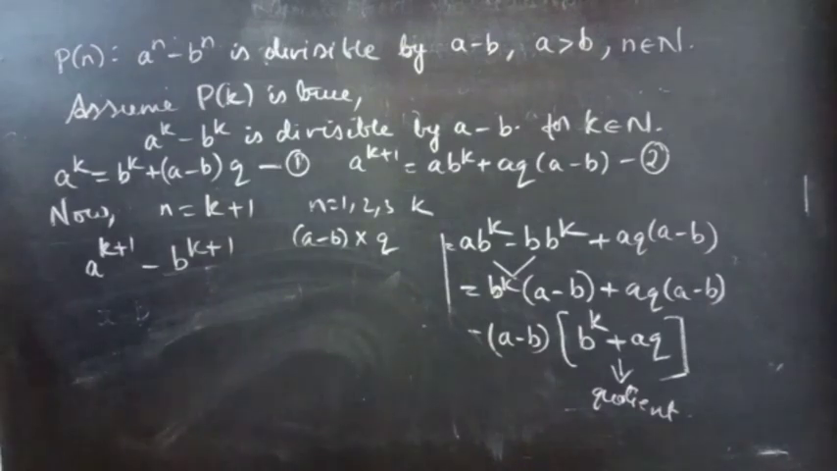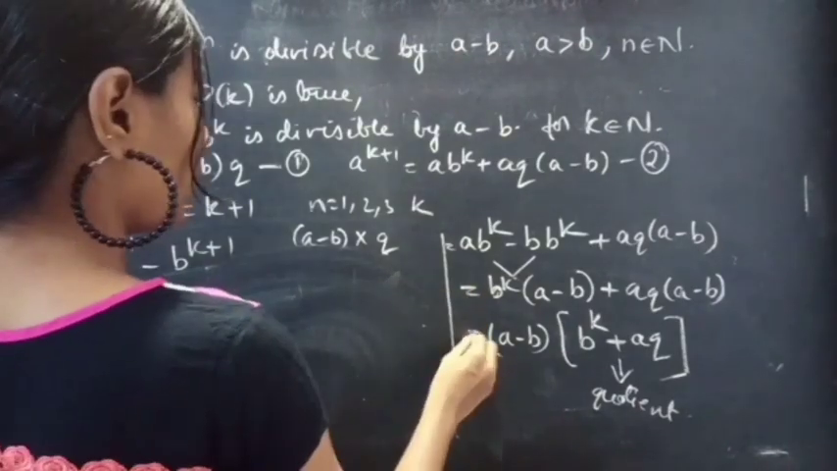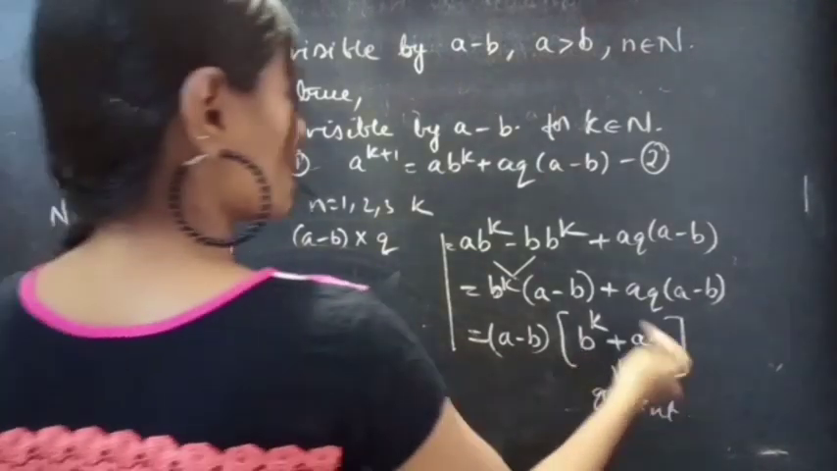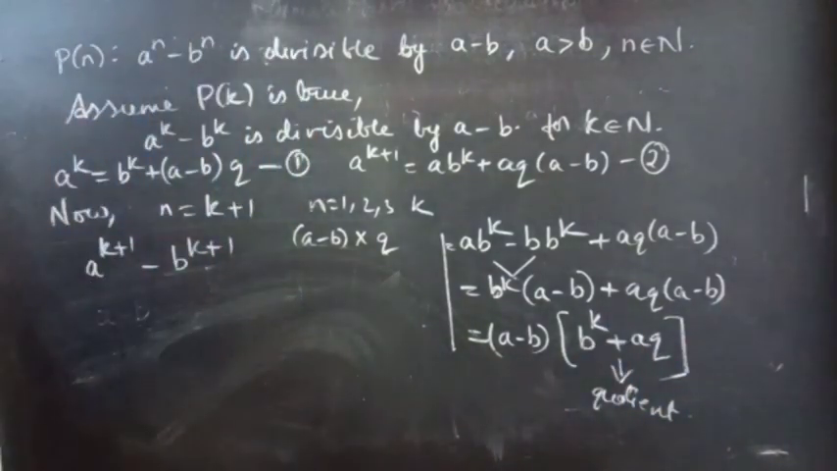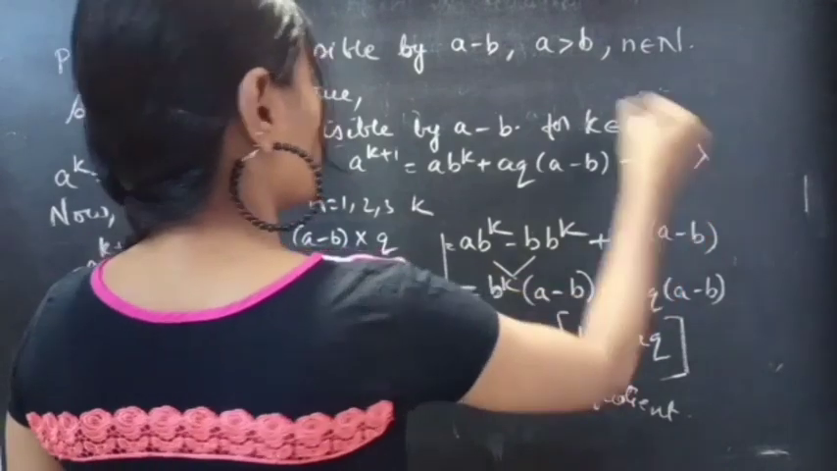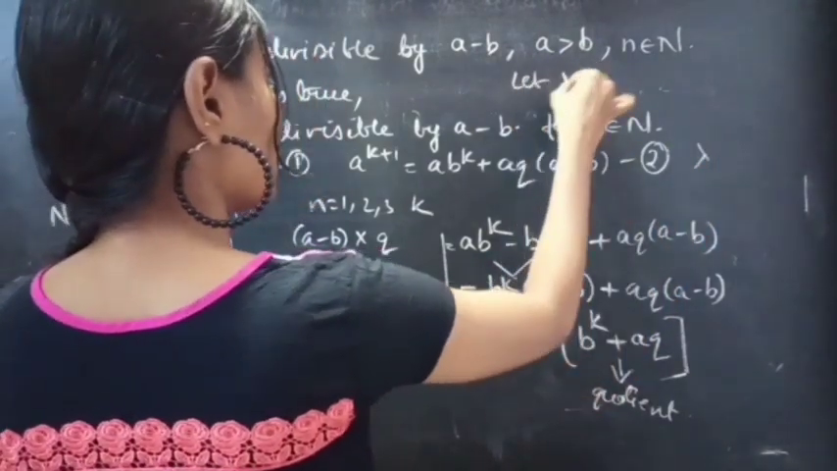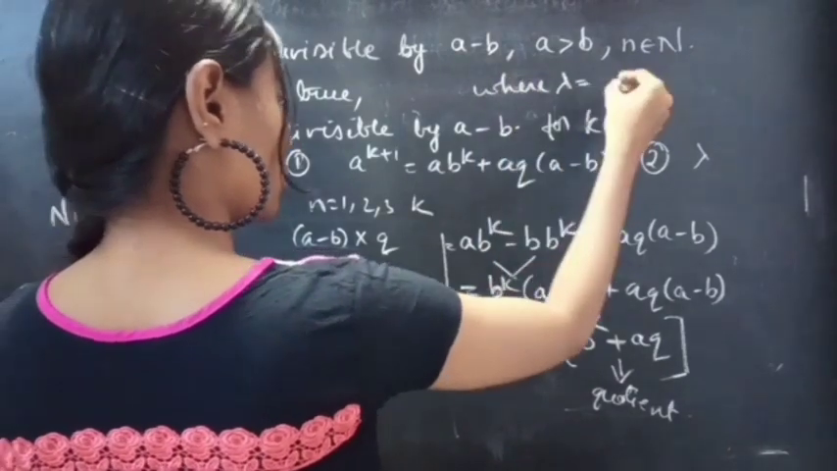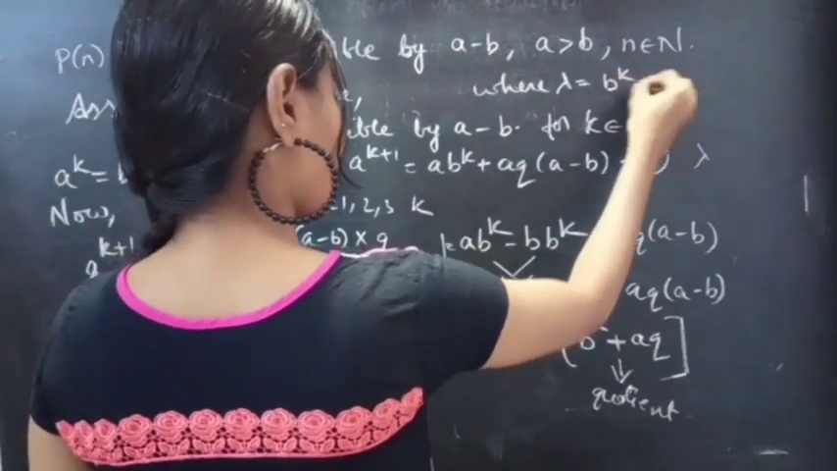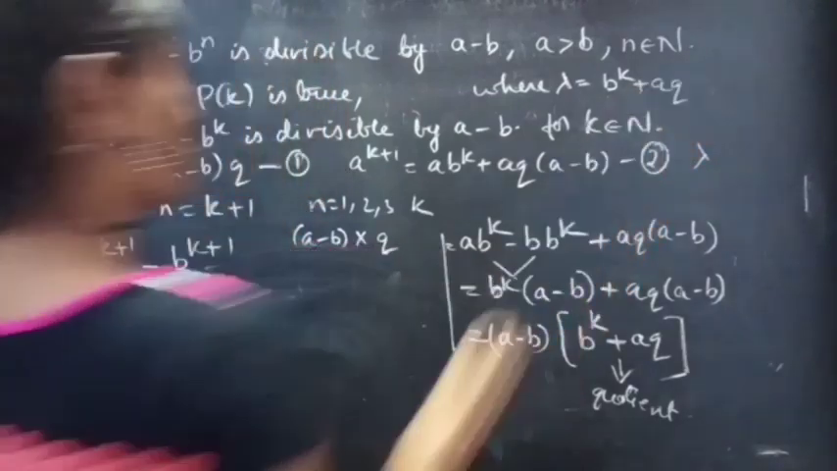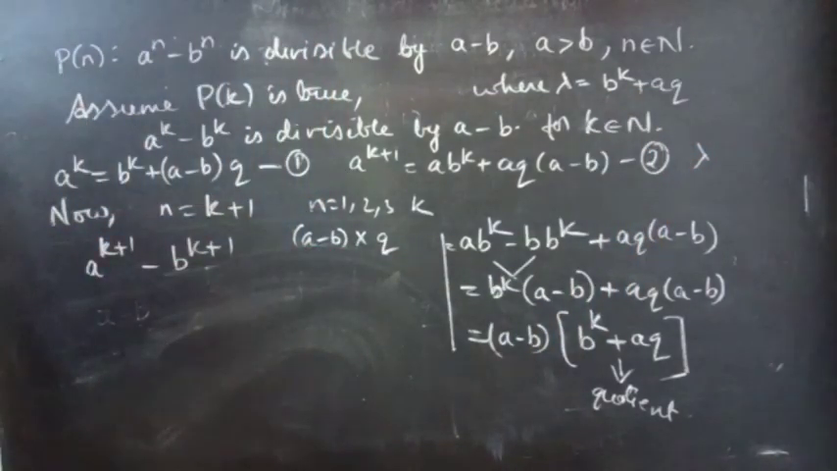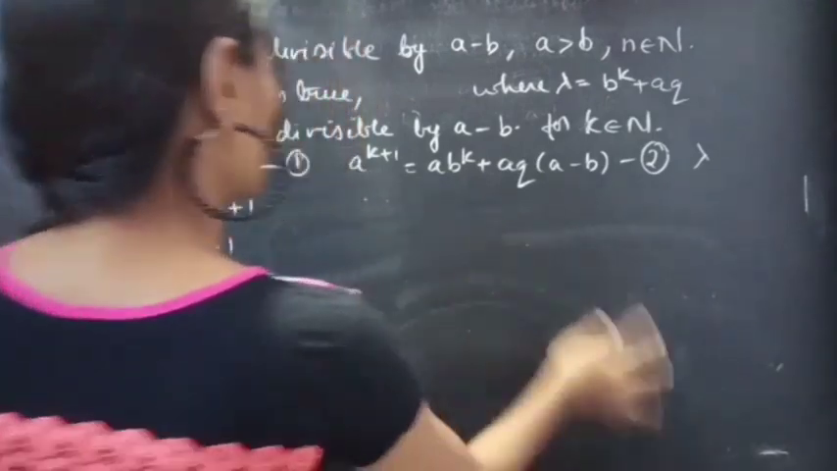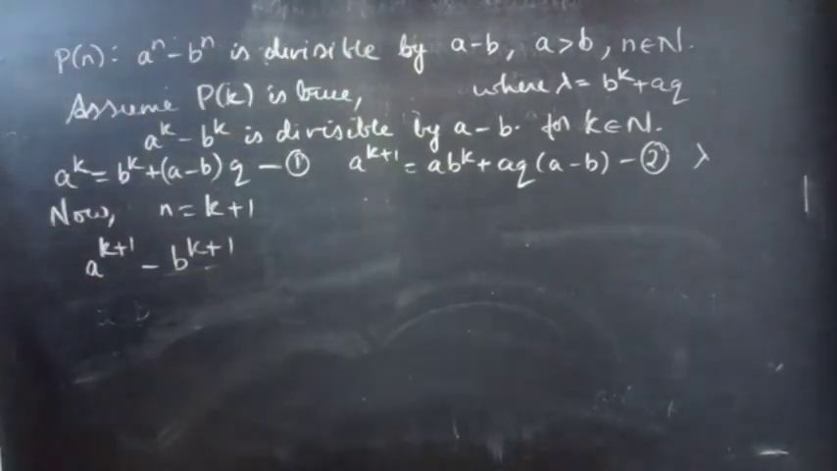So we have already used the quotient symbol q earlier for n equals k. So now let's consider b power k plus aq as some lambda. Okay, where lambda equals b power k plus a into q. Okay, now we'll see this one, the second equation.